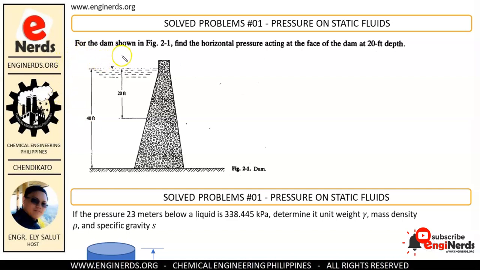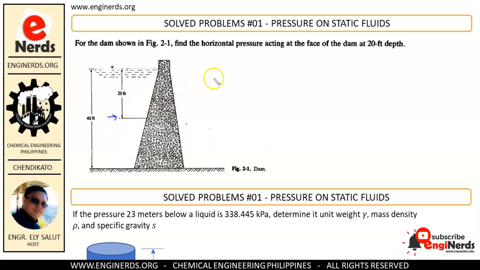For the dam shown in figure 2-1, find the horizontal pressure acting at the face of the dam at 20 feet depth. So ito yung ating dam, no? So ito yung ating water. And ang pinapahanap sa atin is yung horizontal pressure acting at the face of the dam. So, ito yung dam. Okay, so ang hahanapin natin yung pressure na naandito sa 20 feet.